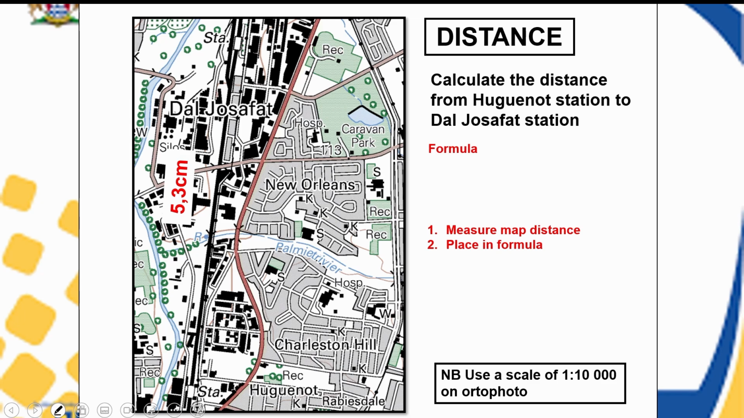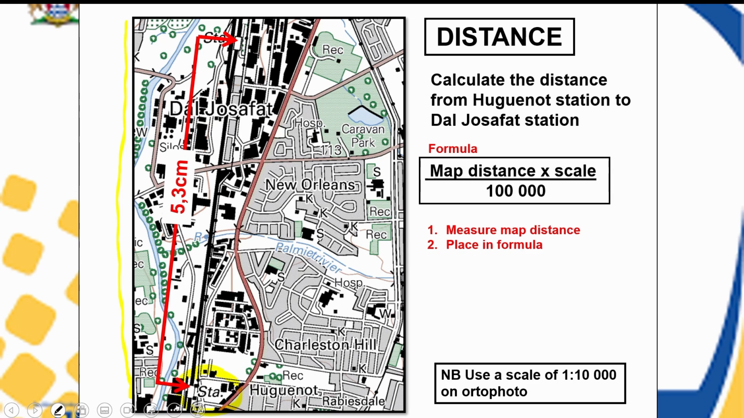Again, for instance, in this map of Huguenot, you've got to measure between the station, there is the station, and also you have to measure from the station up to another station at Dal Josaphat. The distance between Huguenot and Josaphat, as it has been shown, is 5.3 centimeters. Remember, you have to multiply by the scale of the map, which is 1:50,000.